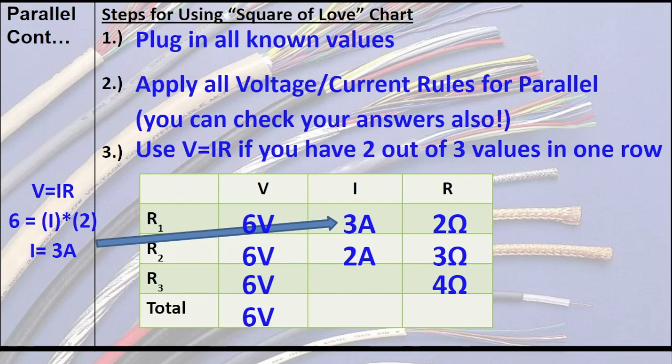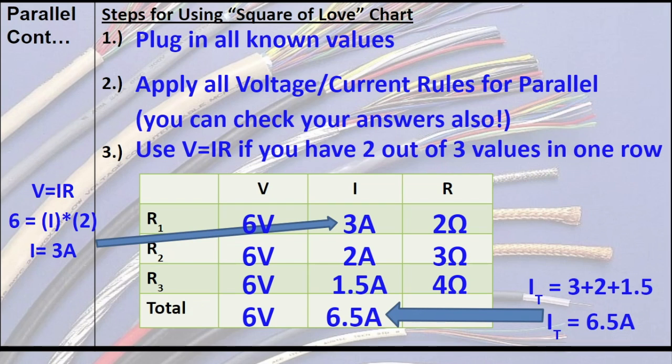Now we do R3, 6 divided by 4 gives us 1.5 amps. To find out the total amps that are going through our circuit, we just add all of the currents up. 3 plus 2 plus 1.5, that's going to give us 6.5 amps.